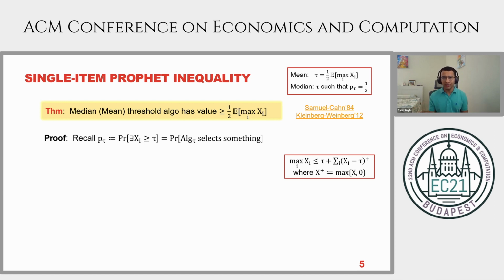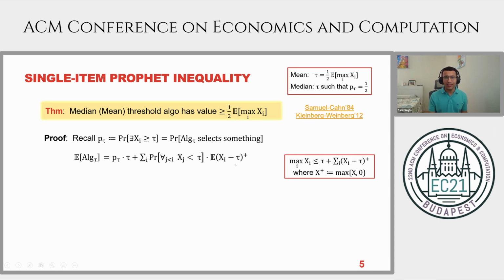I'll also use one inequality, which is written here. It's a very simple inequality. It's saying that the max of x1 to xn, for any n random variables, is at most tau plus some additional value. And in fact, I'm going to upper bound this additional value by the summation of xi minus tau, plus. Here x plus is just the notation for max of x comma 0. So let's see how the proof goes.